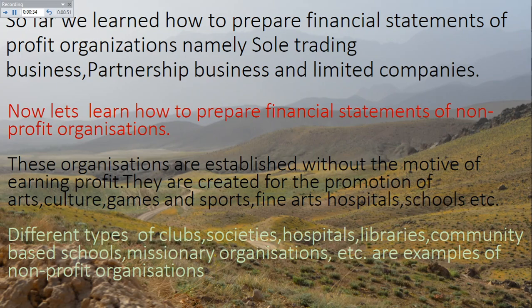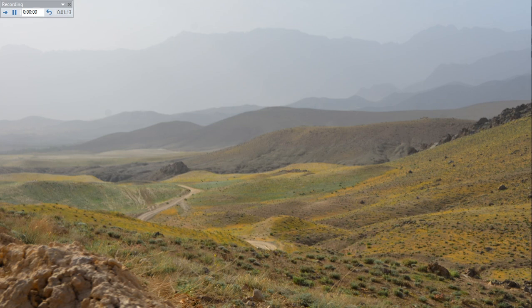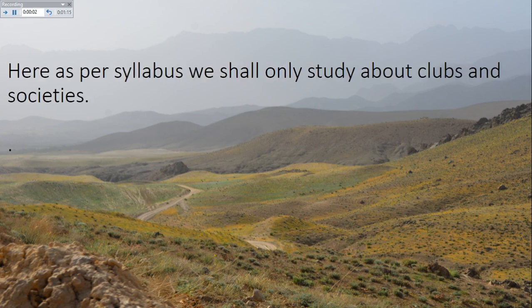Now, non-profit organizations are those organizations which are established without the motive of earning profit. They are created for the promotion of arts, culture, games and sports, finance, hospitals, schools, etc. So different types of clubs, societies, hospitals, libraries, community-based schools, missionary organizations, etc. are examples of non-profit organizations. Here, as per the syllabus, we shall only study clubs and societies.